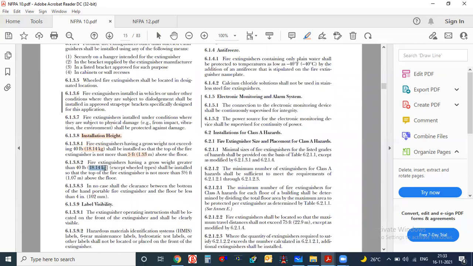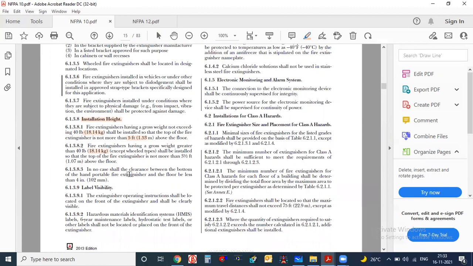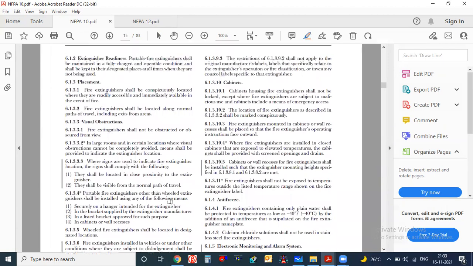And if it is greater than 18 kg, then they have given the height as 1.07 meter. Certain heights are given. The clearance between the bottom of the hand portable and the floor should be less than 4 inches. Some installation heights are given. This is also an important point.